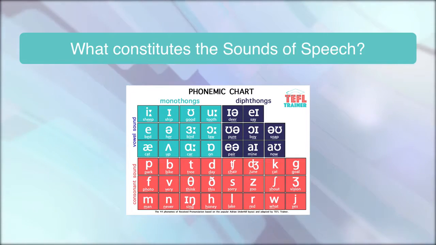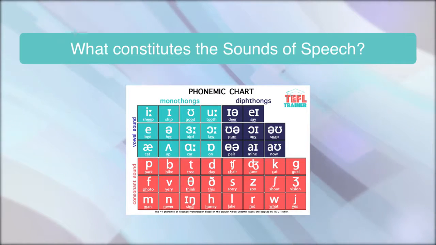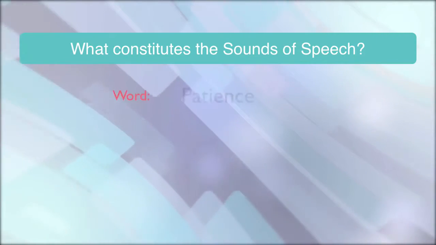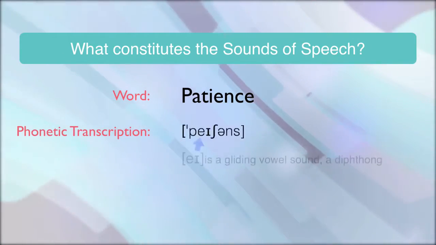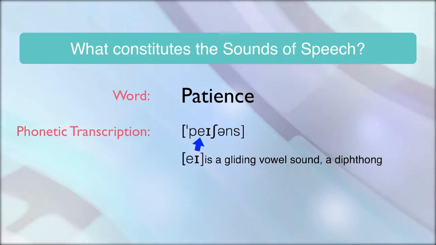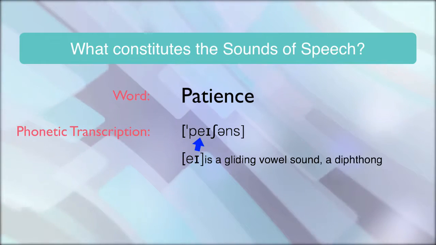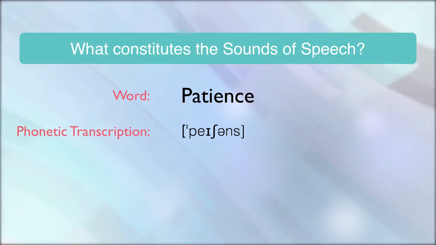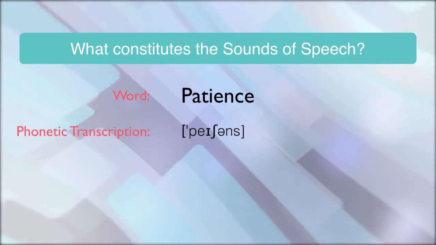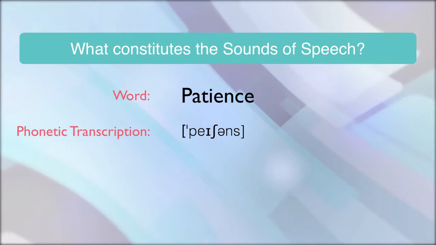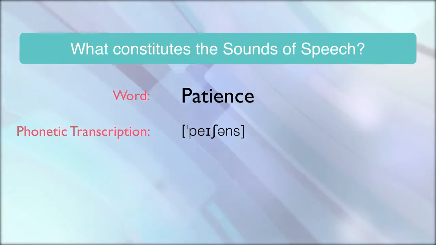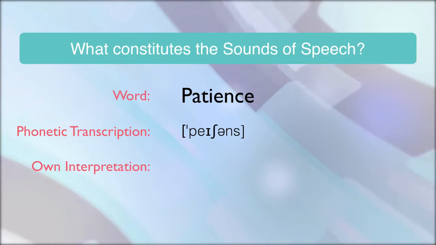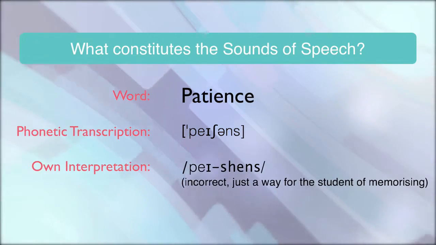It's quite common for teachers and learners to transcribe words using the Roman alphabet, influenced by one's mother tongue. So a word like patience, this would be the phonetic transcription here. You have the diphthong, the gliding vowel sound here, and then you have the short vowel sound here. Let's say a Spanish learner of English transcribes this in their own interpretation. They're going to use the alphabet, but they're also going to be influenced by Spanish, so they're going to try and make it phonetic. This could be an example.